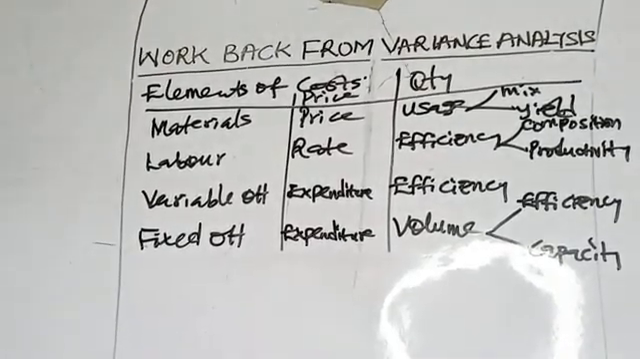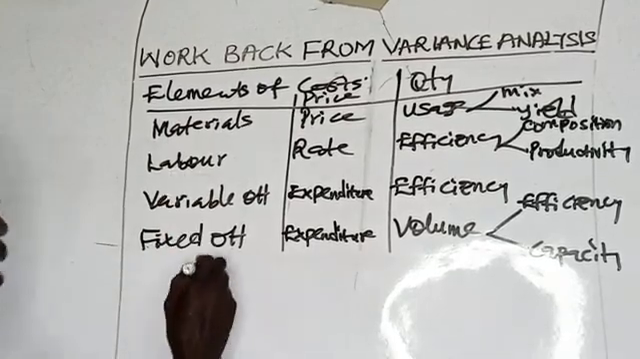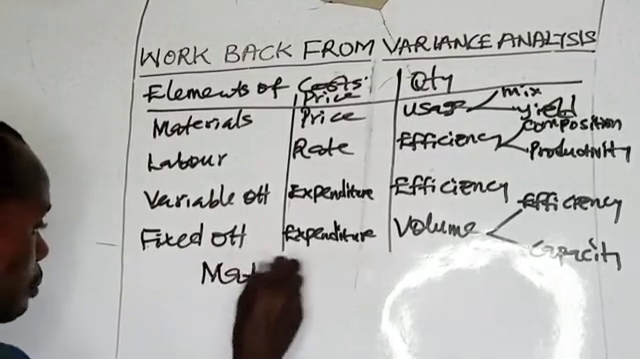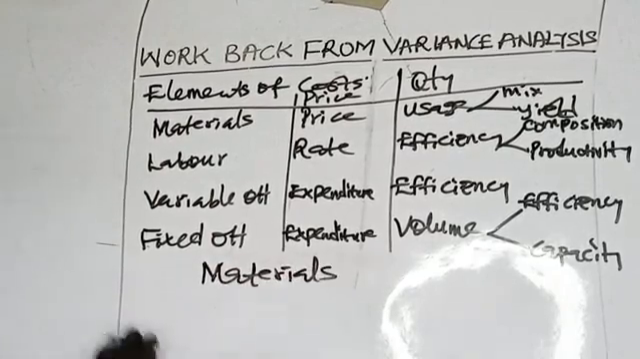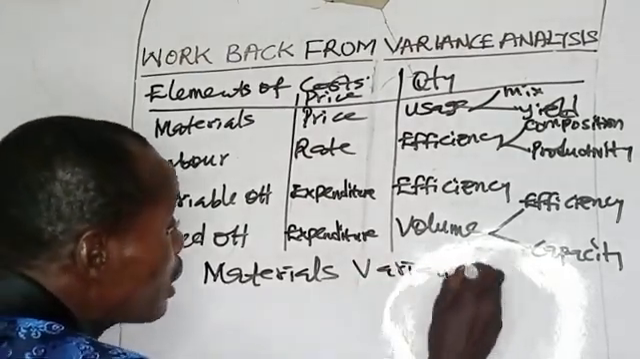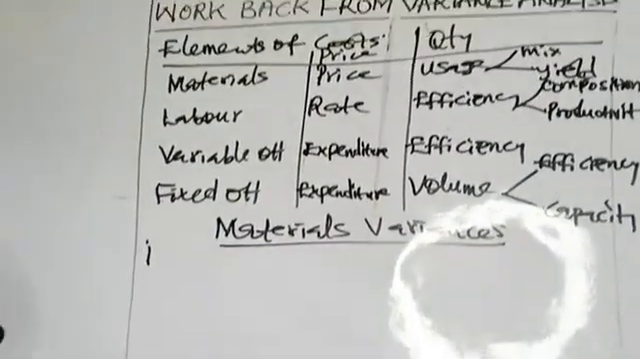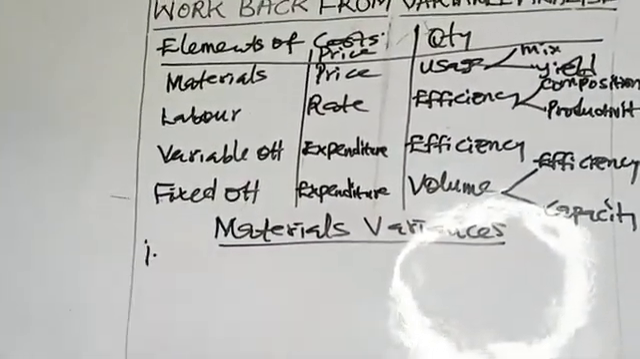Before I go into it, I want to give you the general overview of all these variances. Number one element we are going to examine is materials. So we have material variances, because you need all these formulas to solve questions involving work back from variance analysis. That is why I want to go through them.